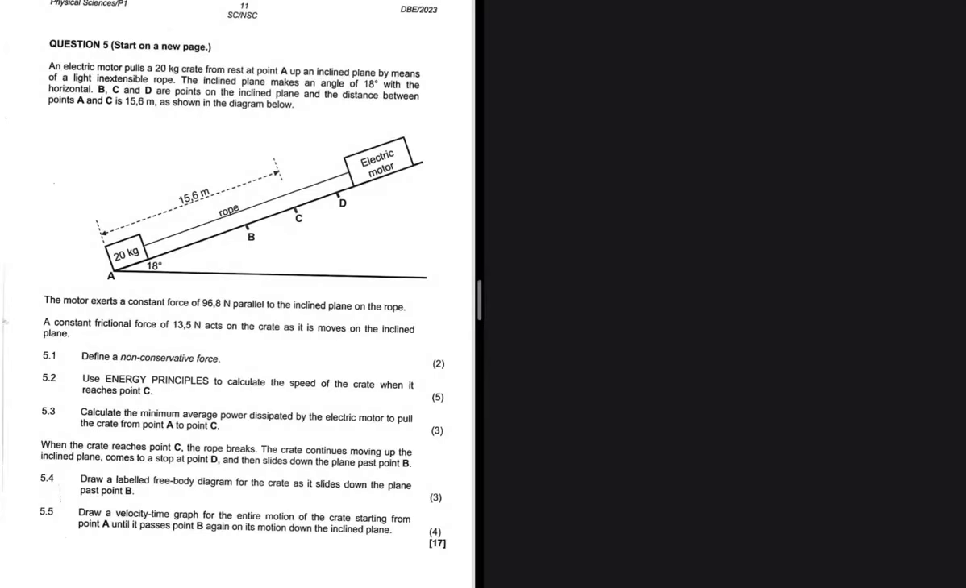It is a force in which the work done in moving an object between 2 points is dependent on the path taken. So that is 5.1, a non-conservative force, right? And then 5.2, let's use energy principles to calculate the speed of the crate when it reaches point C.